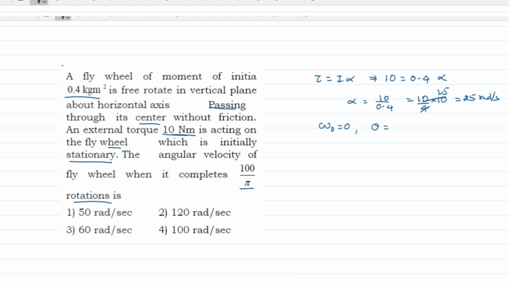Then theta equals 2 pi into n, and it completes 100 by pi rotations. So here n you can take as 100 by pi. Theta equals, for n rotations, 2 pi n, 100 by pi you can take, pi gets cancelled. Then 2 into 100 will be 200. So this is nothing but 200 radians.